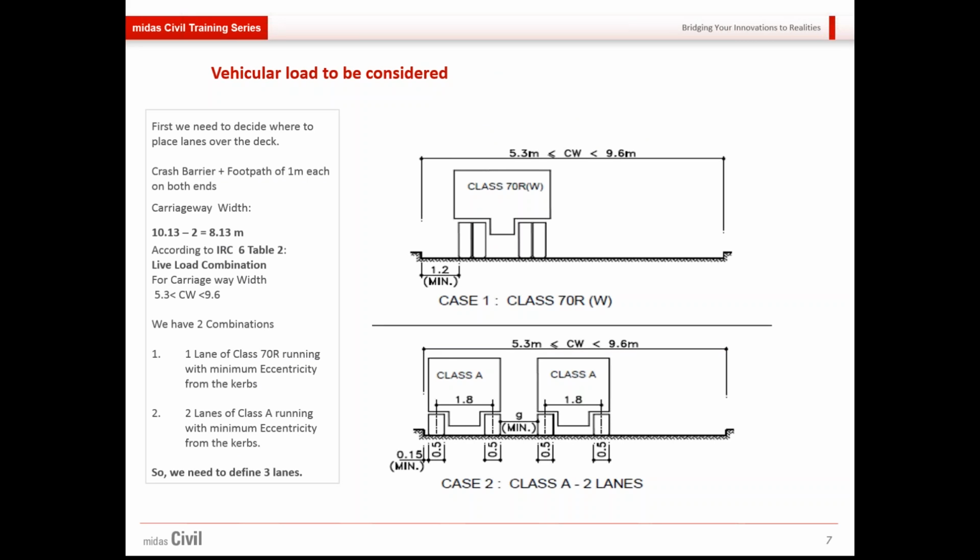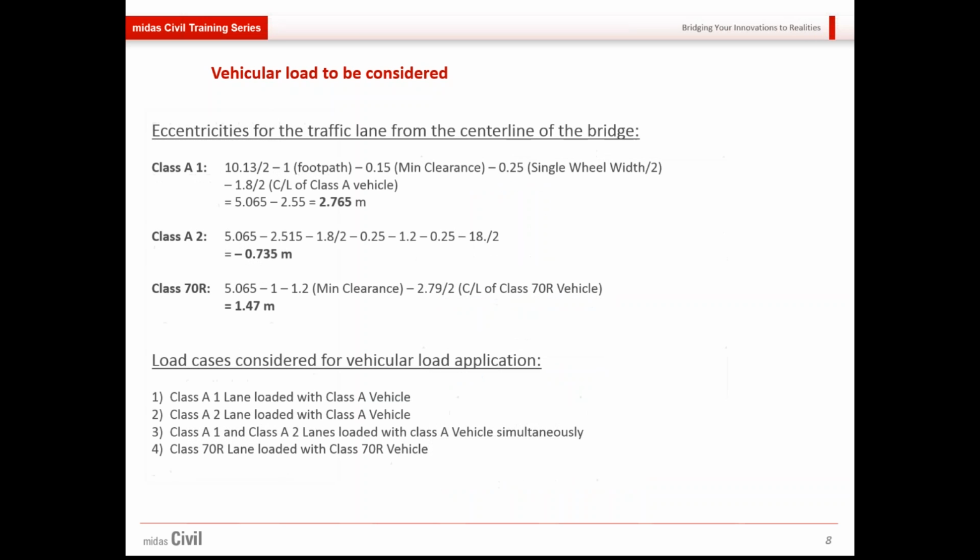So in all we need to define 3 lanes, right? Because the lane that would be considered for class A would be different from the lane that would be considered for class 70R. So these are the lanes that we need to consider. Class A1, which would be at 2.765 meter, or rather 2.55 meter from the edge. So this distance 2.765, this is the eccentricity that would be given. Now how this is given, I will show you in the model.